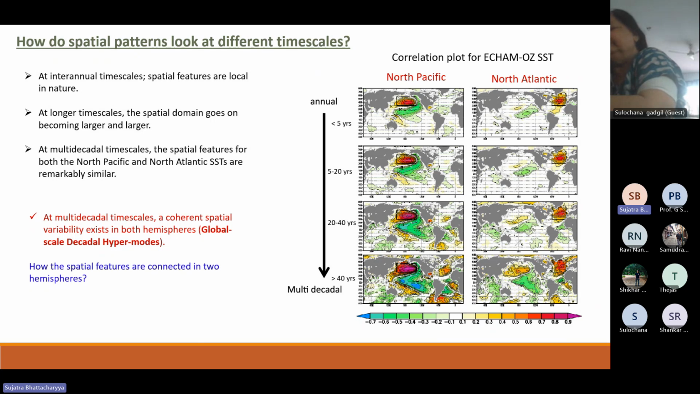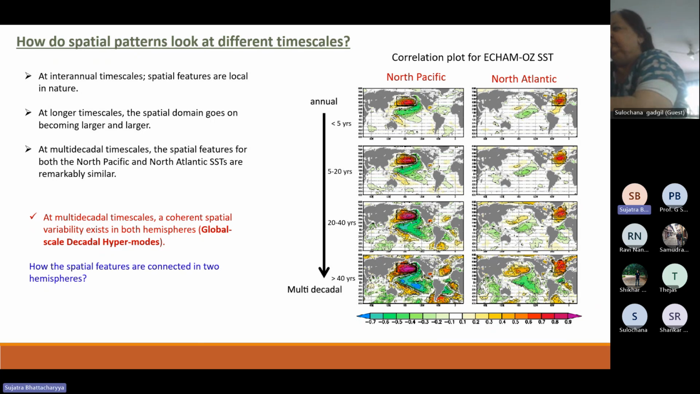I'm not saying that ocean dynamics is not important, because ocean dynamics is important to generate those patterns in a regional sense. For example, the Atlantic multidecadal oscillation is known to be driven by AMOC. But how these spatial patterns are connected at global scale does not require ocean dynamics.